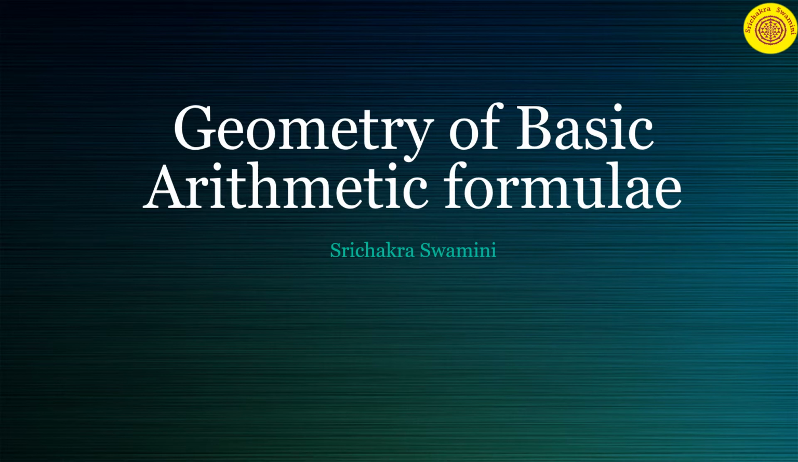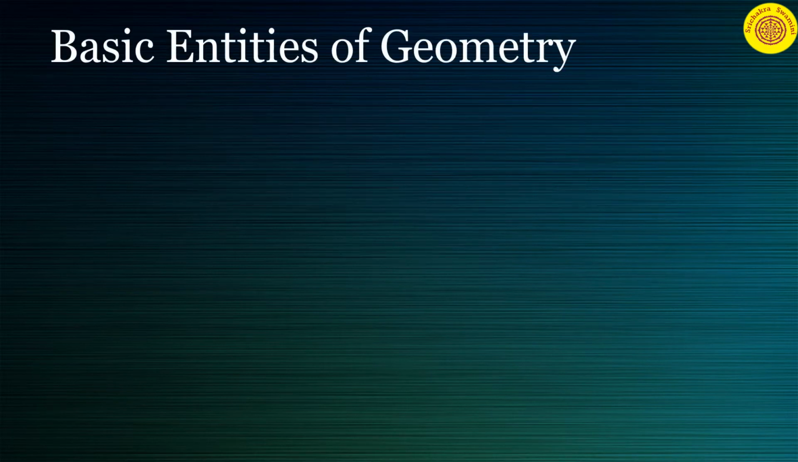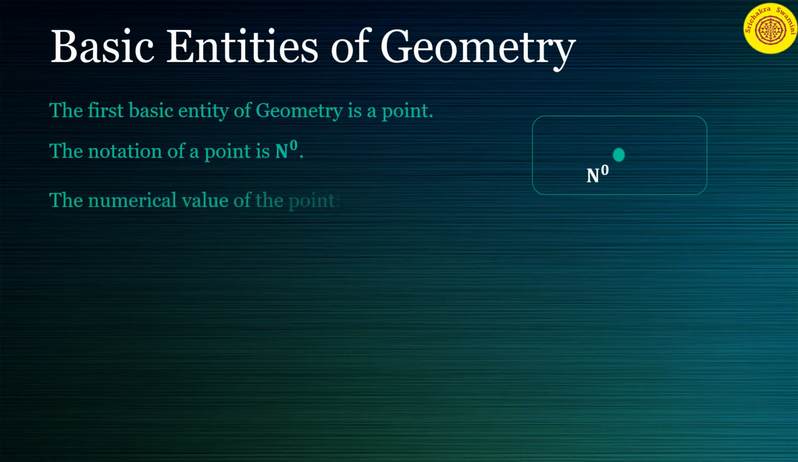Presently we will try to understand the geometry of a couple of basic arithmetic formulae. Basic entities of geometry. The first basic entity of geometry is a point. The notation of a point is n raised to 0. The numerical value of the point n raised to 0 is equal to 1.